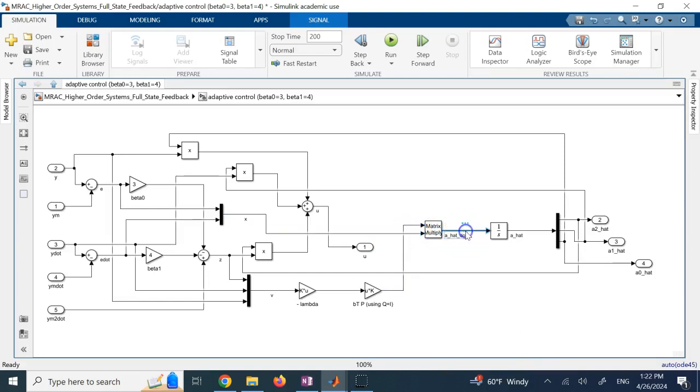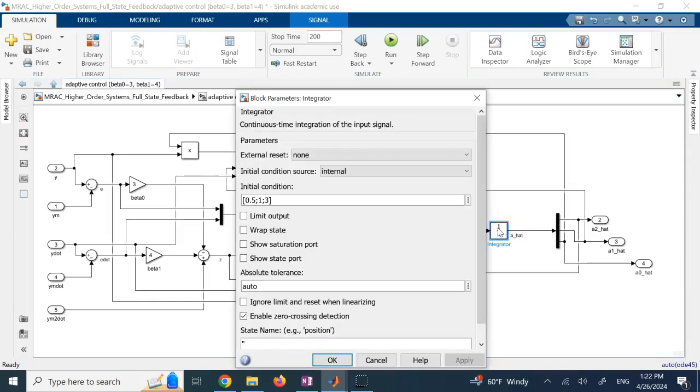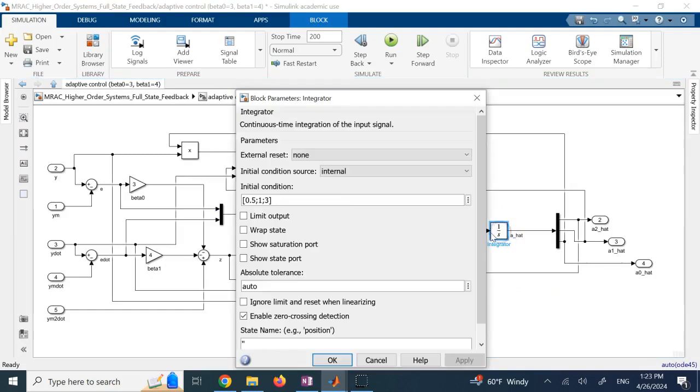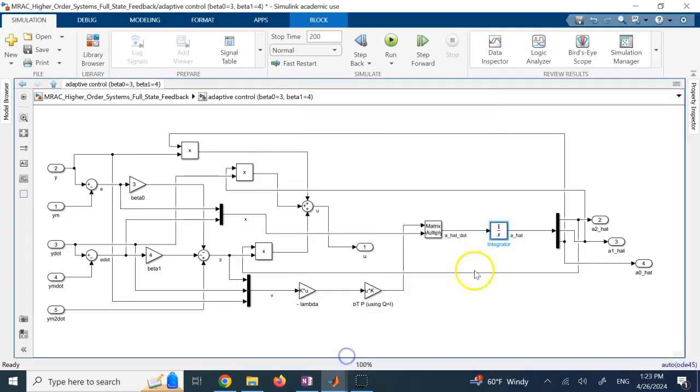So now this is a hat dot. I integrate it, I get a hat. And what are the initial conditions for a's? If you look, 0.1, 0.5, 1, and 3, which are clearly different than 1, 2, and 4. Remember, my parameters are 1, 2, and 4. But here, I assume that I don't know them, so I use 0.5, 1, and 3. So you see, I'm not starting at the right parameters.